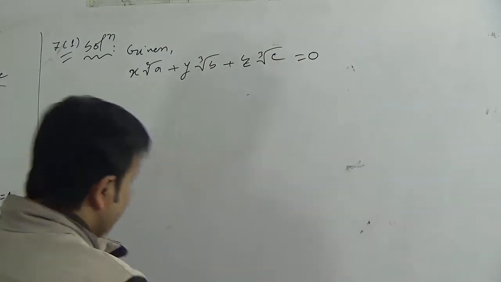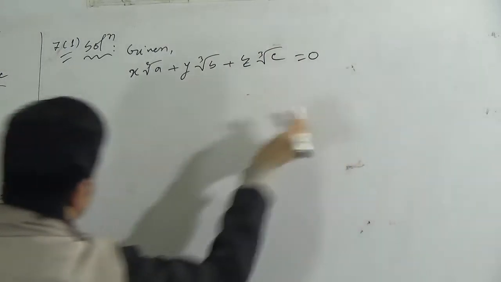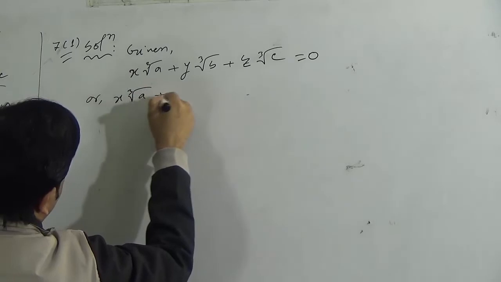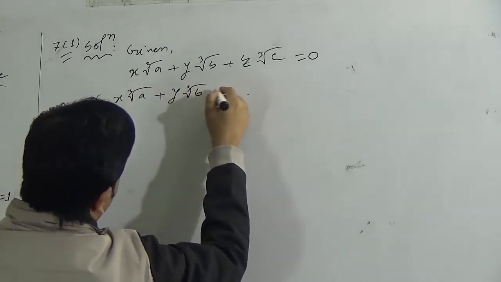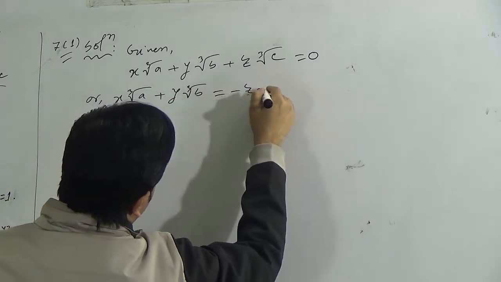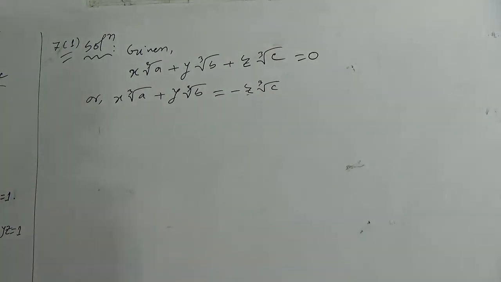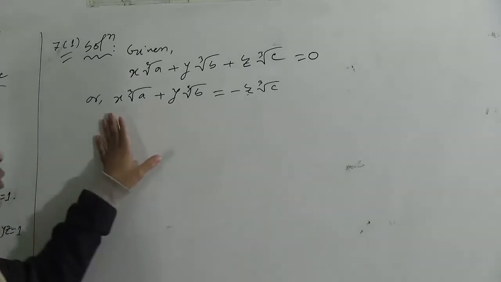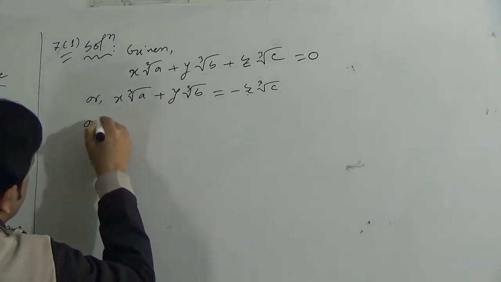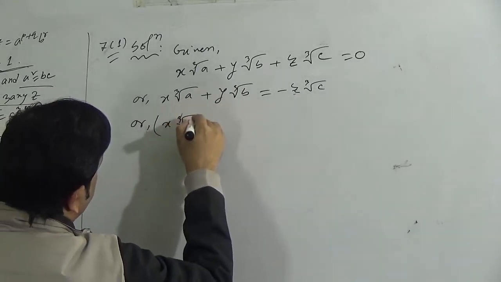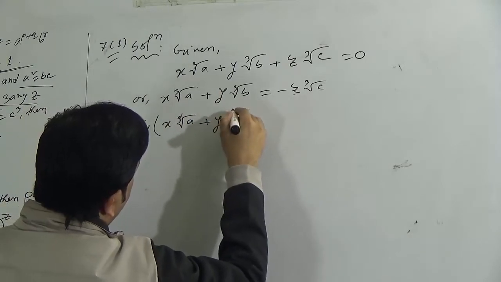Dear students, we can shift this z to the right side and we can solve this. x cube root a plus y cube root b is equal to minus z cube root c. I have just shifted z into cube root c to the right side. Now we can take the cube, as we need to show x³ and so on. So we need to take the cube on both sides. So taking the cube on both sides, we will get here (x cube root a plus y into cube root b).